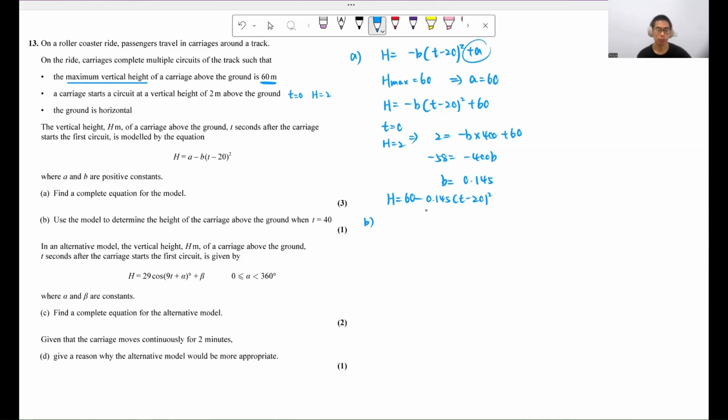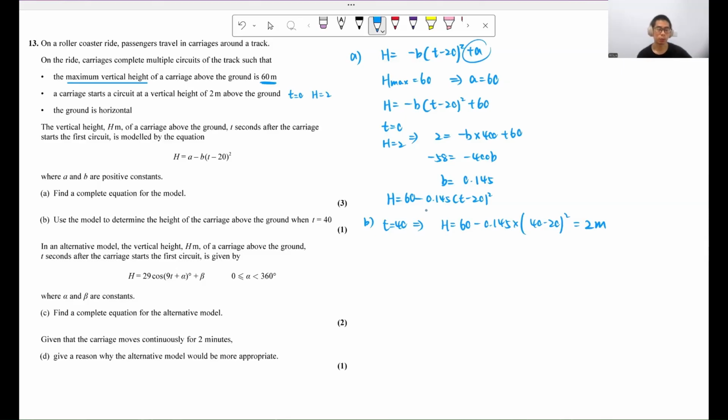Part B. Use the model to determine the height of the carriage above the ground when t equals 40. We just select t equals 40 and substitute in. So h equals 60 minus 0.145 times (40 minus 20) squared. If we put that in the calculator, that is equal to 2 meters. That'll be the answer. Okay, and the next part.